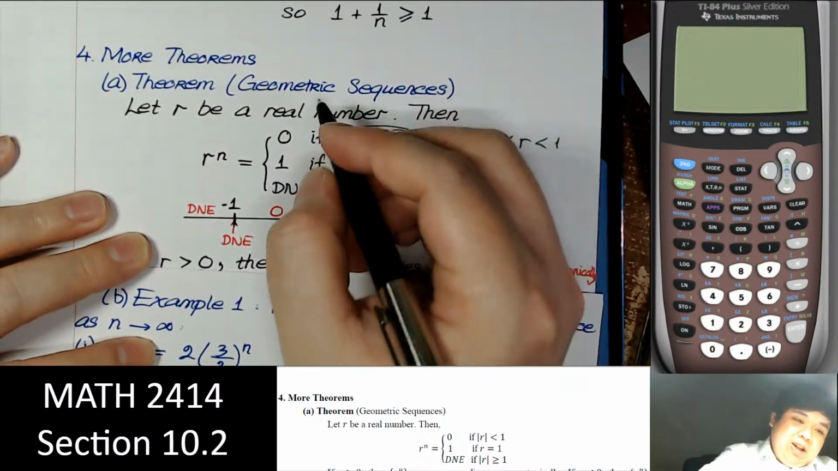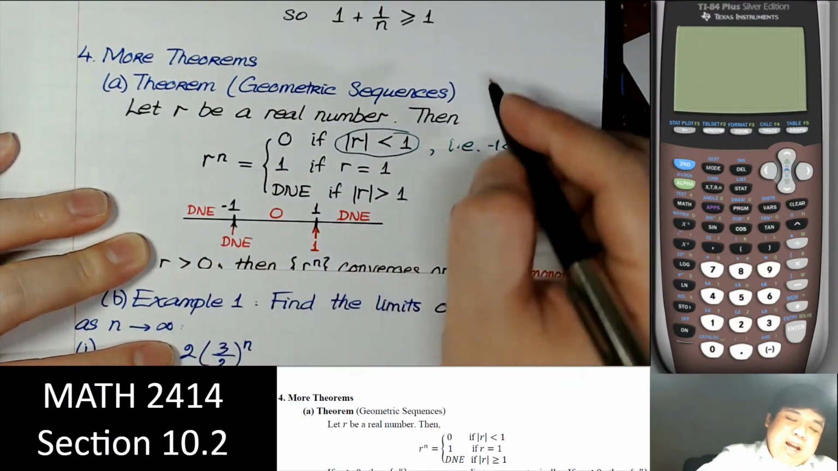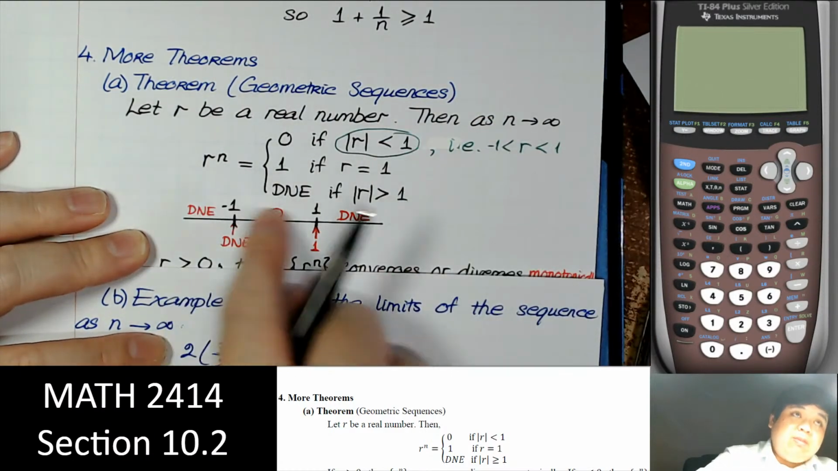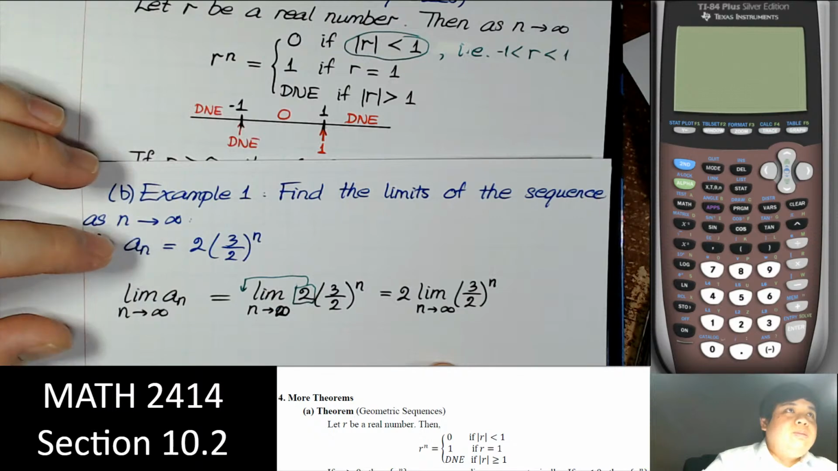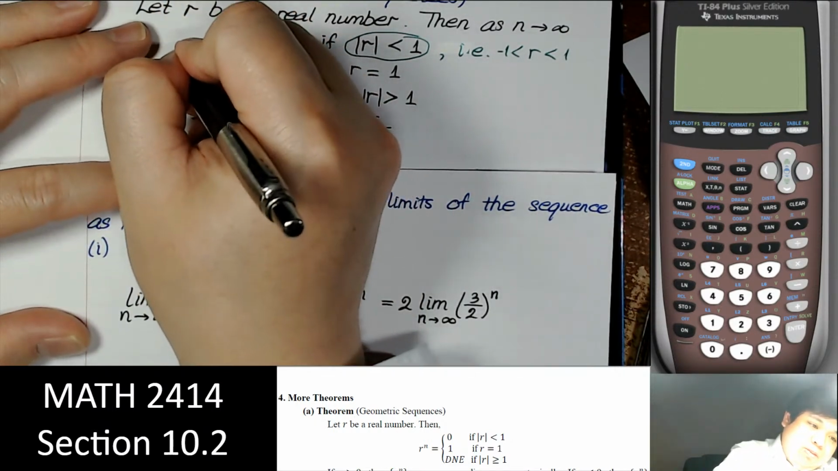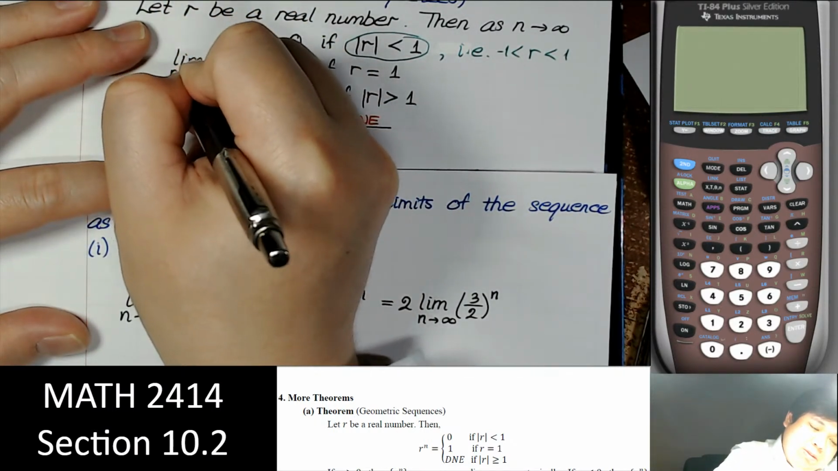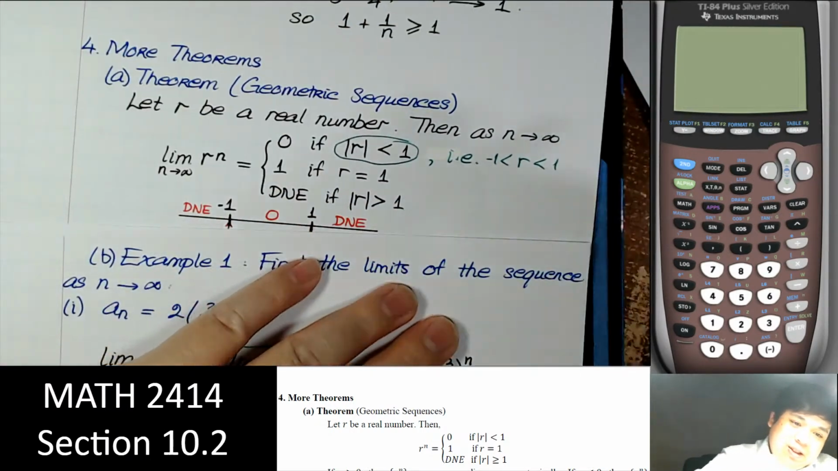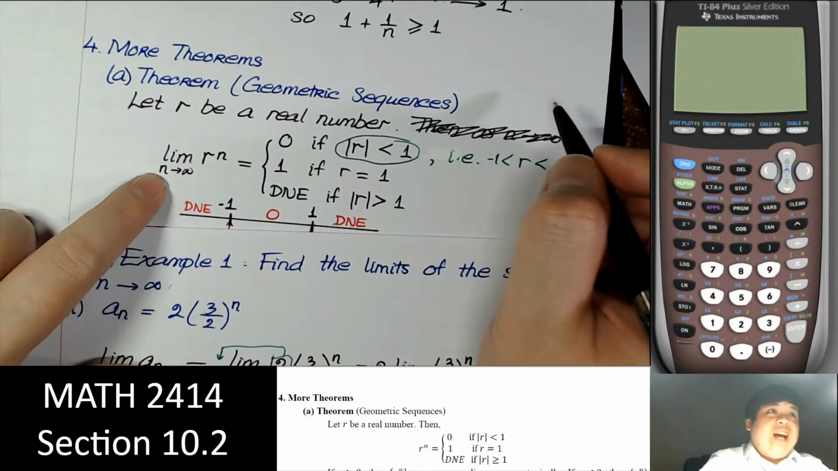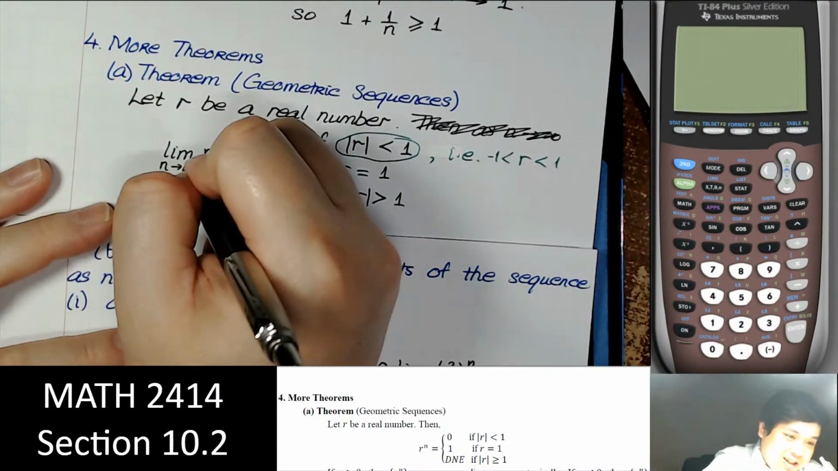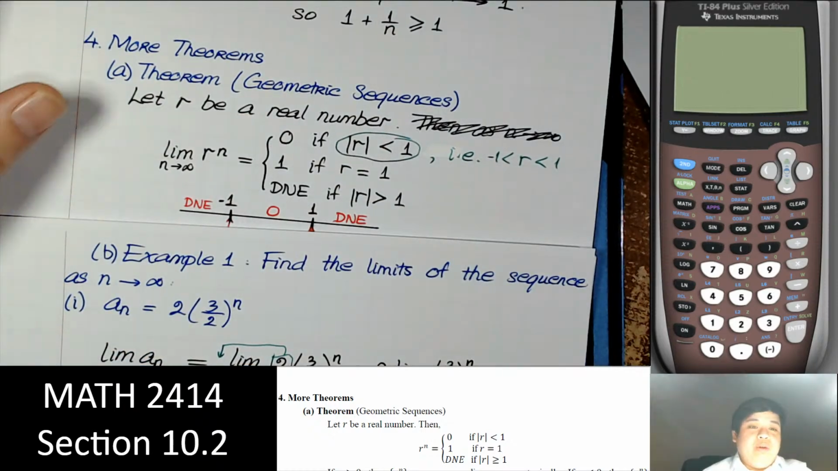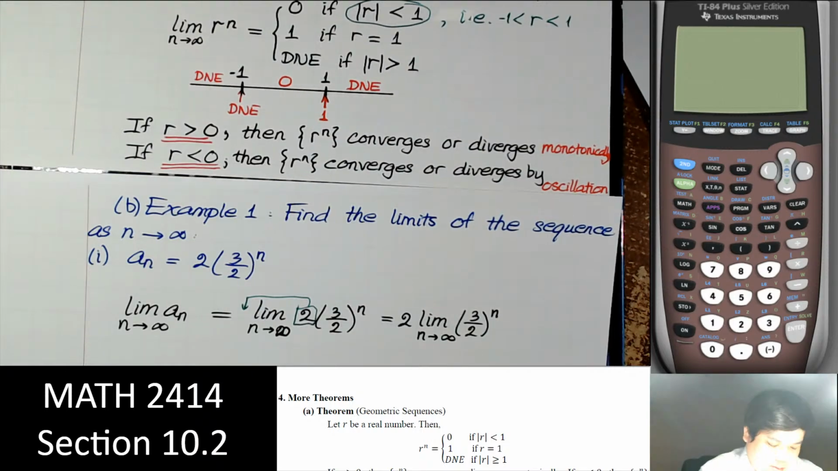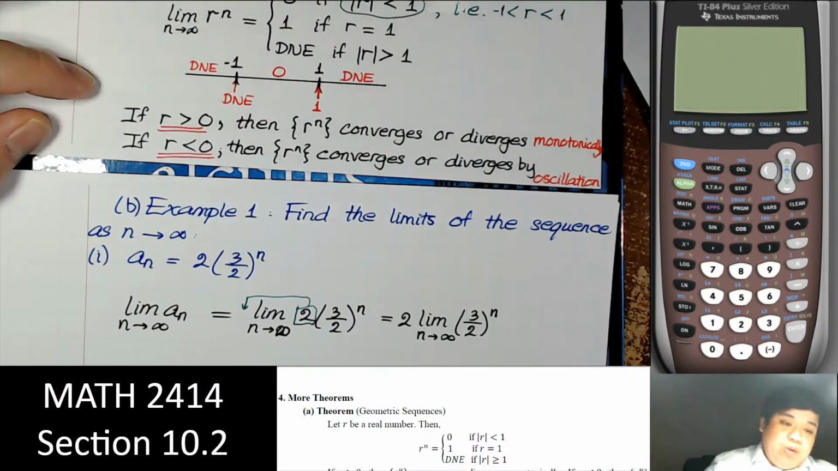Let me go back to the theorem to make sense. Let r be a real number, then as n goes to infinity. Please add the limit there so it makes sense. Otherwise, if n does not go to infinity, then r to the n is equal to r to the n, obviously. But we're talking about the limit as n goes to infinity here.